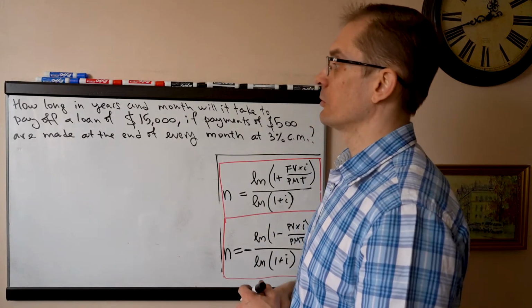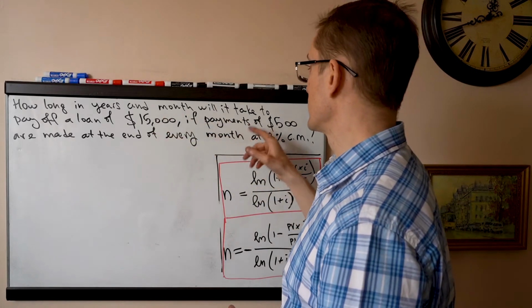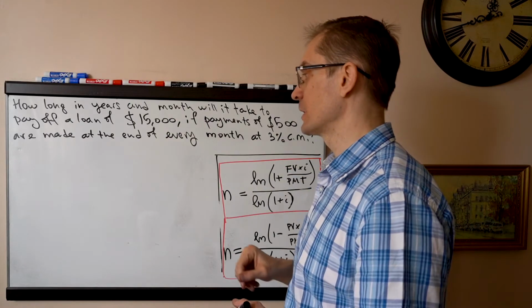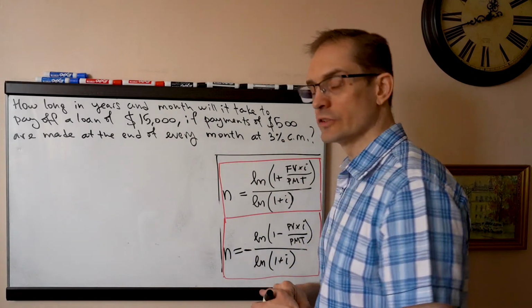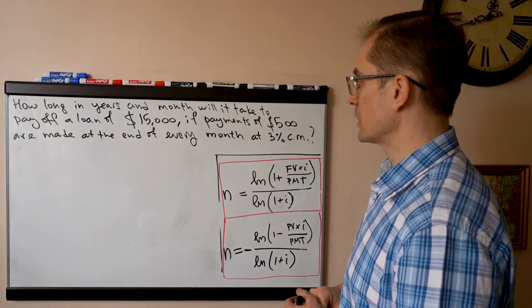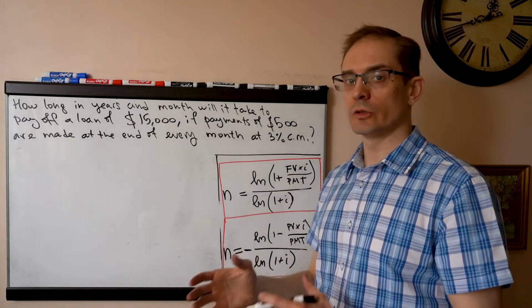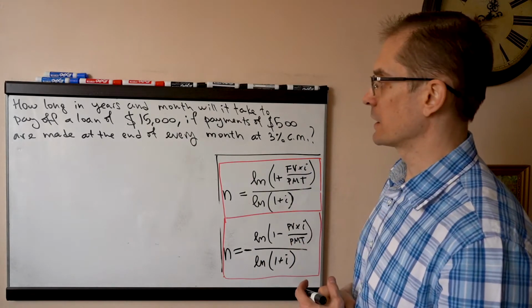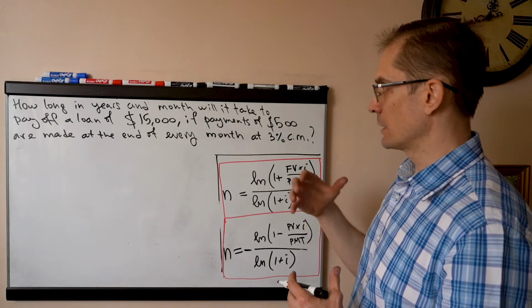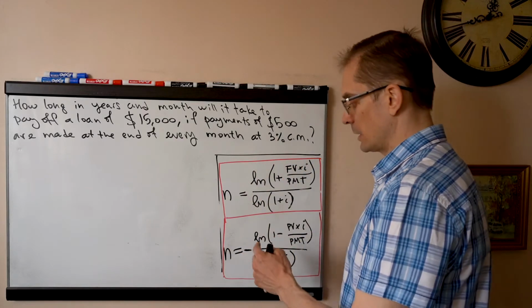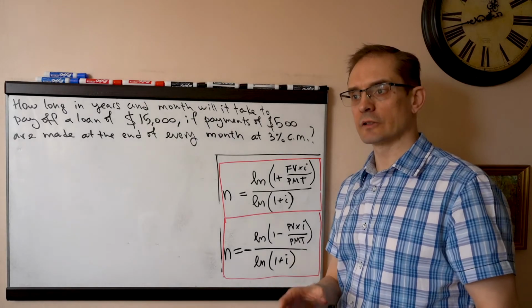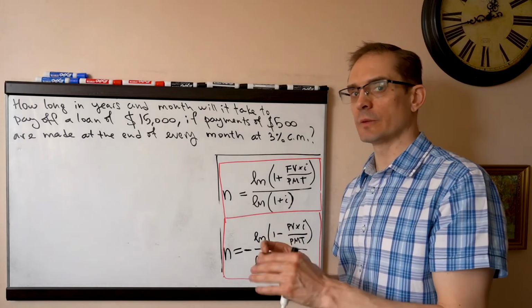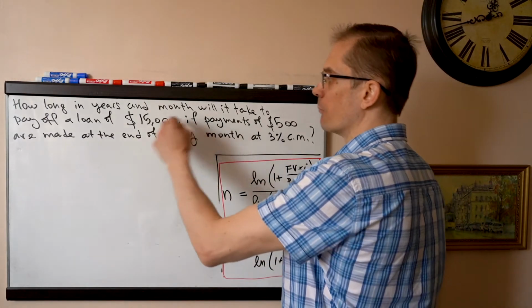In this problem, we are asked how long in years and months it will take to pay off a loan of $15,000 if payments of $500 are made at the end of every month at 3% compounded monthly. So that's again an ordinary simple annuity, and we are again asked for a term. But remember, these formulas give you the answer in terms of number of payments. So we need to find first how many payments are required, and of course these are monthly payments.